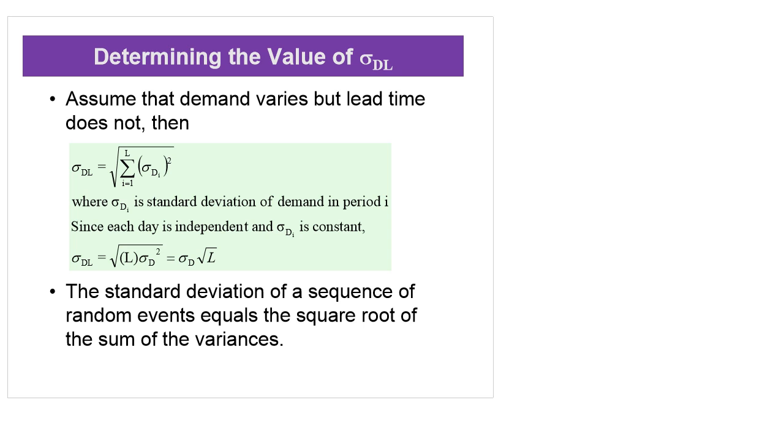We know that the standard deviation in the sequence of those events is going to be the square root of the sum of those variances. Essentially, then we add up the variance for each of those days and we take the square root of them. That gives us then the formula that we see here, where the standard deviation during lead time is equal to the square root of the lead time times the variance of demand, the standard deviation of demand.